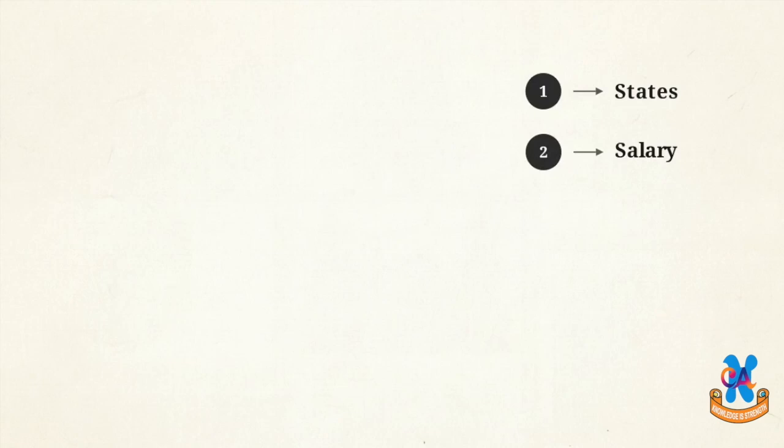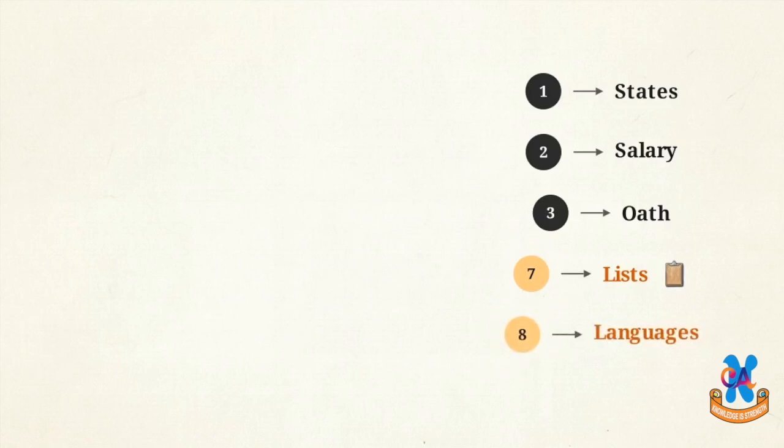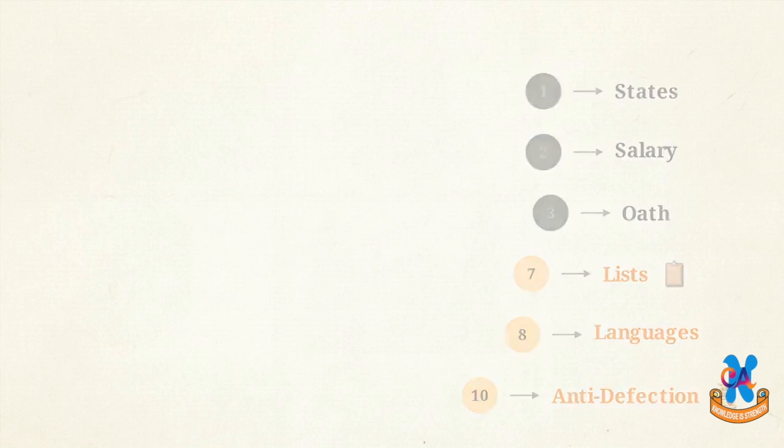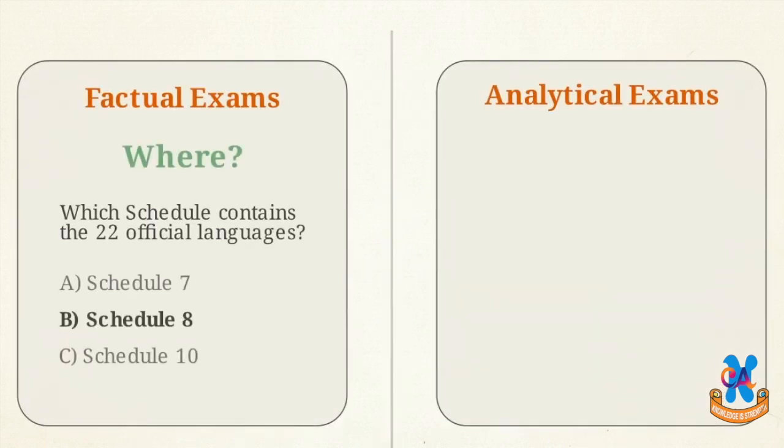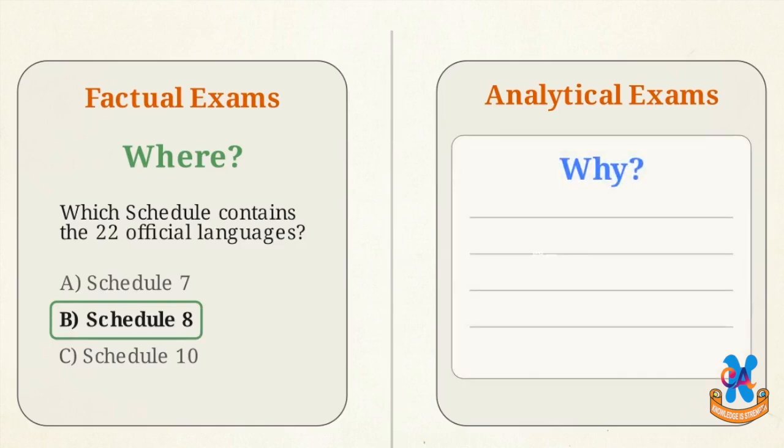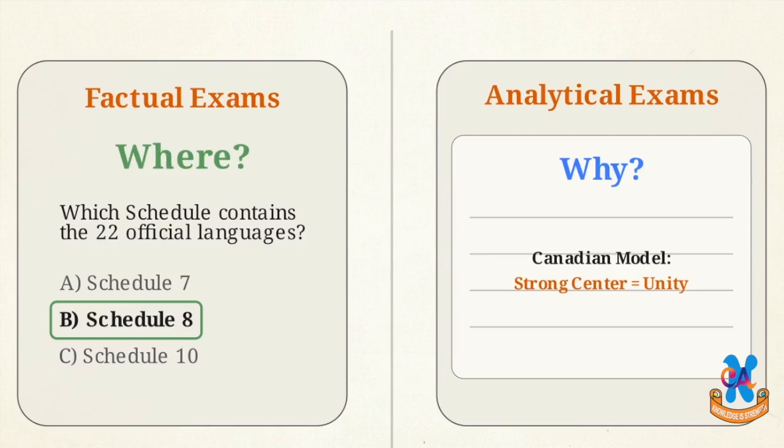This 12-step staircase diagram maps out the 12 schedules using the mnemonic State's Salary Oath. Pay close attention. Step 7 covers lists. Step 8 holds languages. Step 10 deals with anti-defection. For factual exams, match the step to the keyword. For analytical exams like UPSC mains, explain why the Canadian model of a strong center maintains unity.